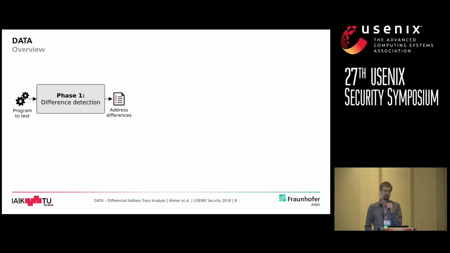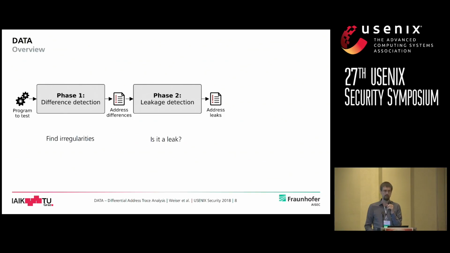Okay, now let's have a look at how DATA works in practice. So we have 3 consecutive phases. The first phase analyzes the program to find irregularities in the memory access patterns. These are called address differences. Phase 2 asks the question, is it actually a leak? The program could be non-deterministic, for example. So we test all address differences for this secret dependency. And phase 3 then asks the question, how severe is a leak in practice? So we try to quantify the information loss under certain leakage models.